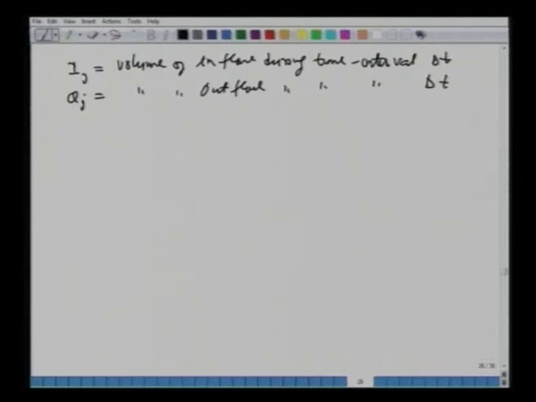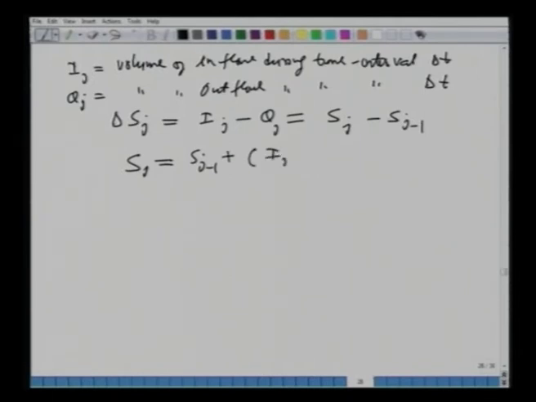So, in other words, I can write the equation delta Sj is equal to Ij minus Qj, which is nothing but Sj minus S(j minus 1), or you can write the expression for Sj as S(j minus 1) plus Ij minus Qj. Let us name this as equation number 16. So, this is my discrete time continuity equation, at least in the partial sense.